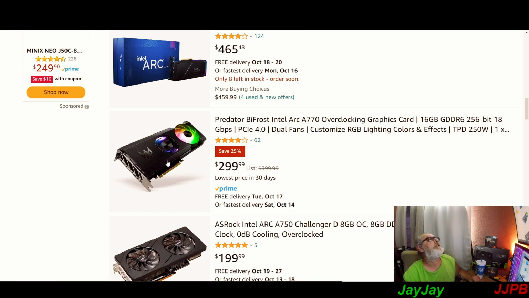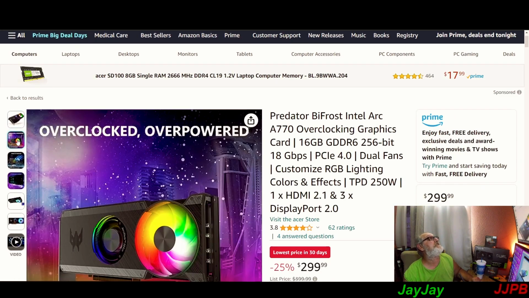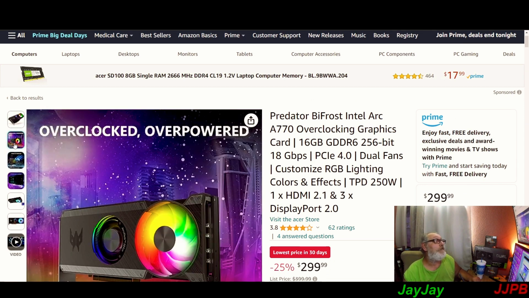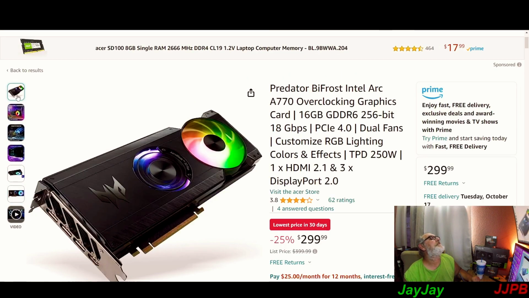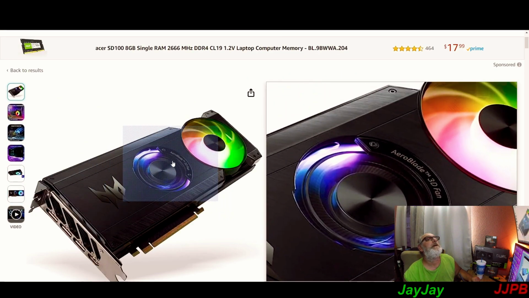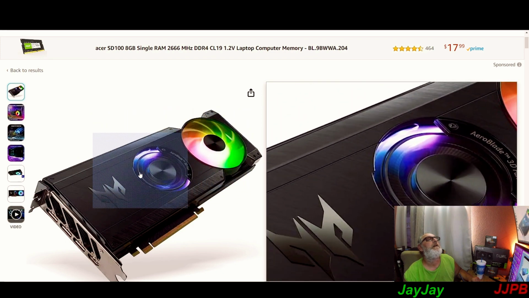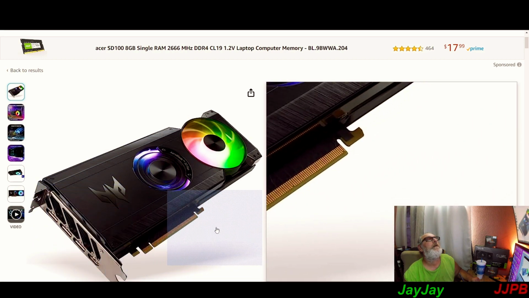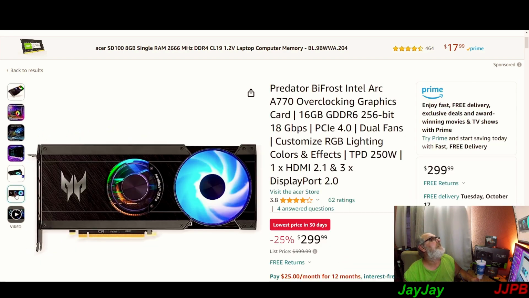Not a bad card. Looks pretty good. Looks pretty smoking. Let's go ahead and investigate this card because this looks like it's going to be a smoker. Overclocked. Look at this. Overclocked, overpowered. Oh, that is a bad card. Look at that bad boy. Oh, my goodness. Full PCIe lane.